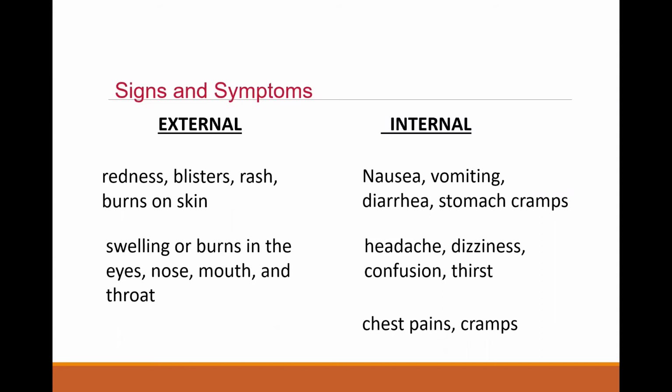We start to have some swelling in the areas of our eyes, nose, mouth, throat. We start seeing some, it doesn't feel right. Internally, maybe we start having some nausea. We start to vomit, maybe some diarrhea or stomach cramps. Maybe it's a headache. We start feeling that foggy feeling. Things don't feel right. Thirsty, maybe it's chest pains or muscle cramps, things like that.